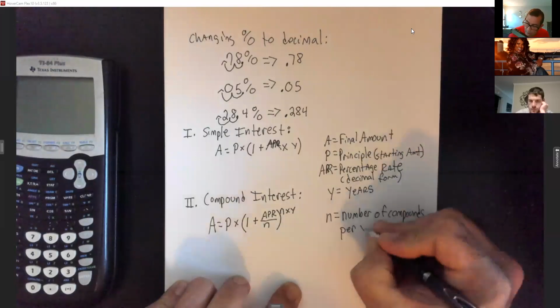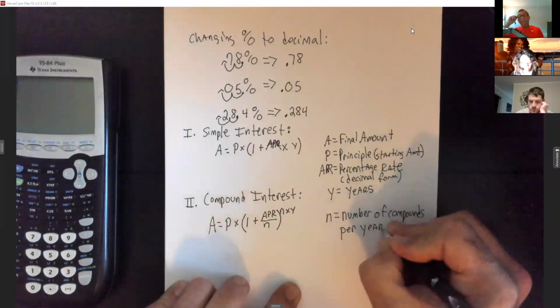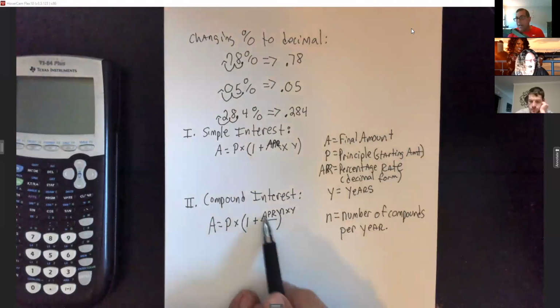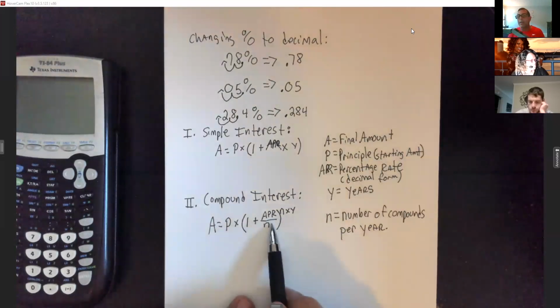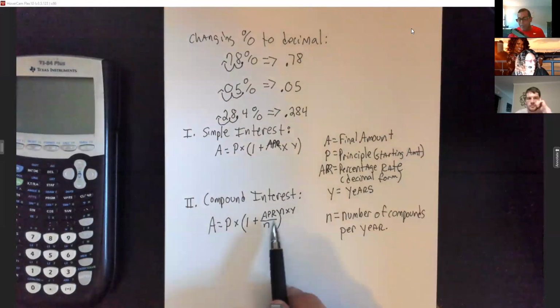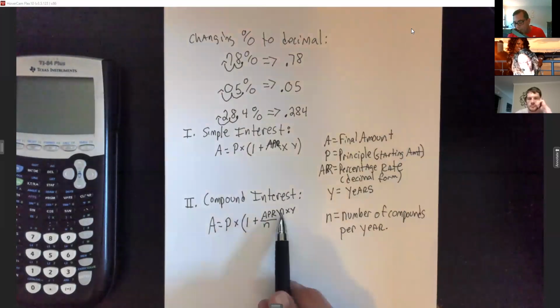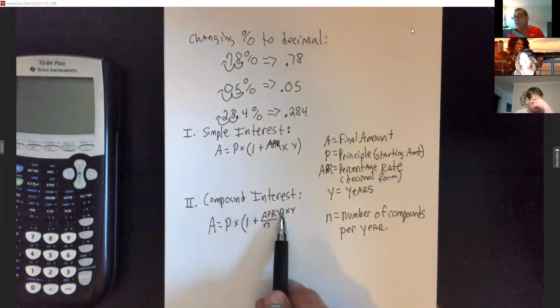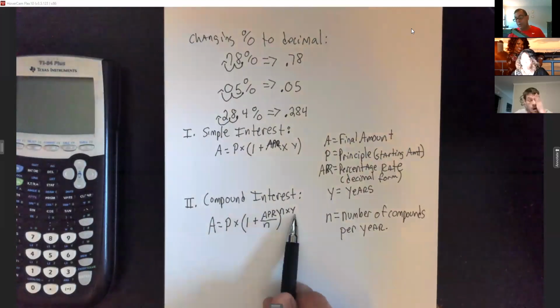So what it does is it takes that percentage rate, divides it by however many times it's getting compounded, adds it to the 1, and then they came up in the formula that you multiply those compounds by the number of years that the loan is going to be for.